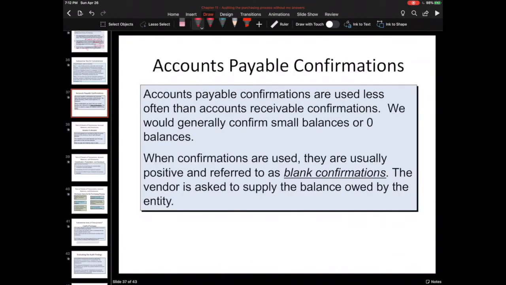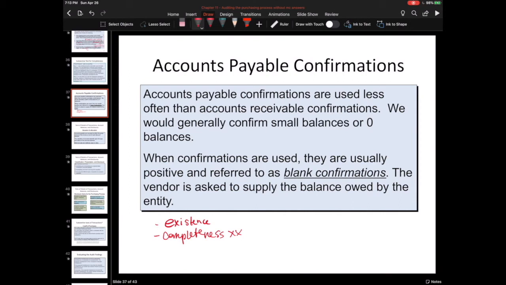Okay, so the next item up for discussion is AP confirmations. So AP confirmations are pretty interesting and unique because they are not only a test of existence, but they are also a test of completeness. And really, they are more so a test of completeness typically than they are a test of existence. But since they are a confirmation, they are kind of automatically a test of existence, which we've talked about before.